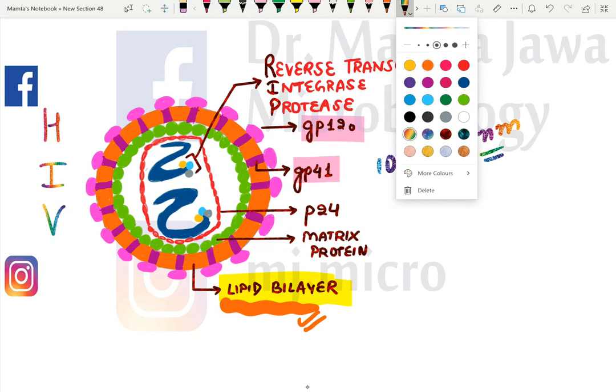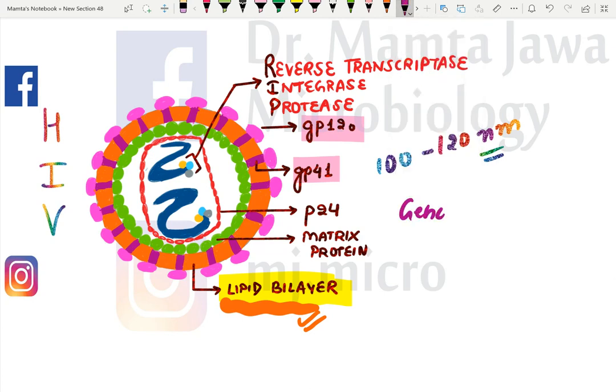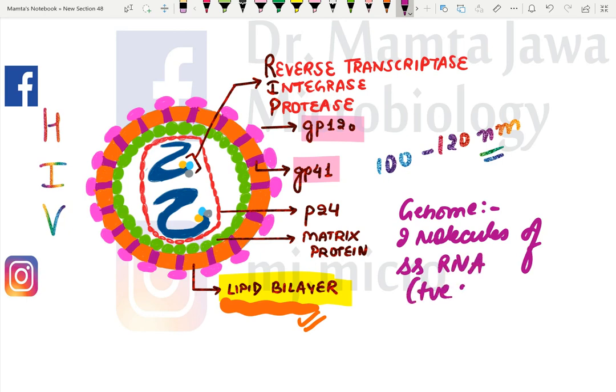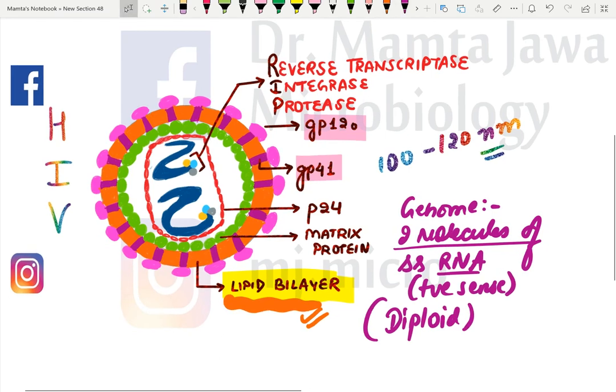So if somebody asks you about the genome of HIV, your answer is going to be there are two molecules of single stranded RNA, which is positive sense RNA, right? Because there are two molecules of RNA, hence we say that the genome is diploid. It is definitely not double stranded RNA as some students mistake it to be.